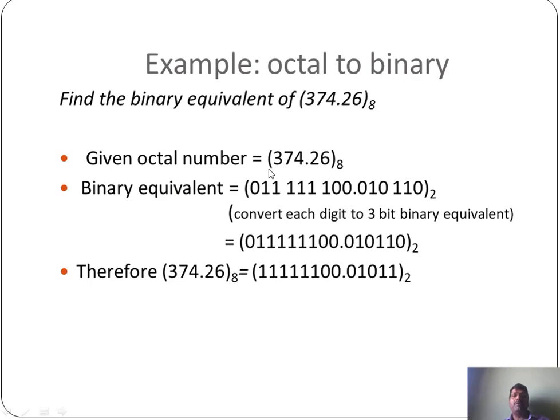So as we know, each octal digit should be converted to 3-bit binary equivalent. For 3 we have written 011. For 7, 111. For 4, 100. This is octal point. 2 is 010. 6 is 110. So this is actually your answer, that is binary number. Now if you want to omit extreme left and extreme right 0, you can omit it. So final answer will be 374.26 octal is equal to 11111100.01011 binary.